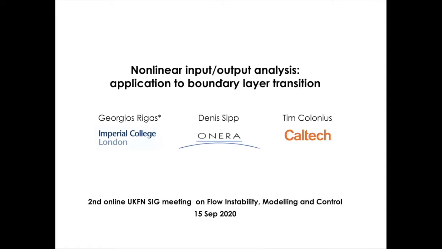Today I'm going to be talking about nonlinear input-output analysis, and specifically, we're going to focus on the boundary layer. It's a convectively unstable flow. It has many similarities with the approach we're going to be following today with the previous talks.